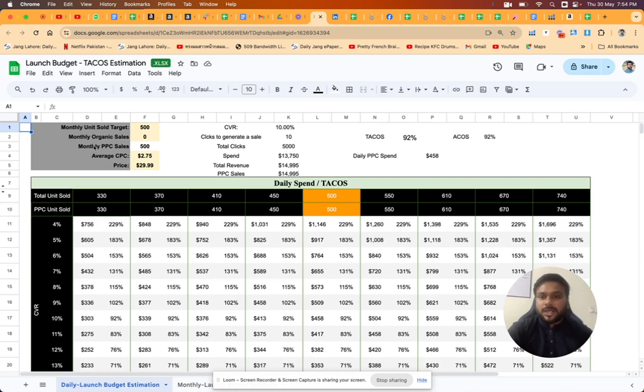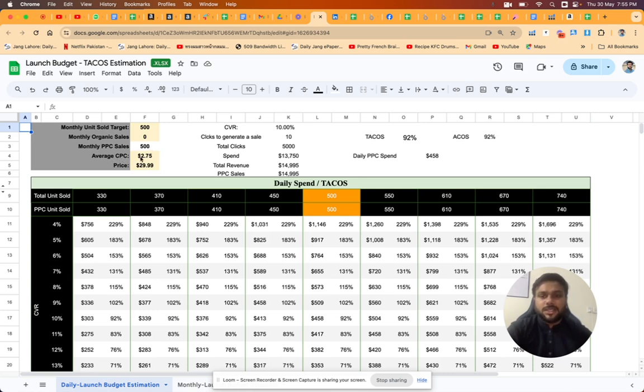If we talk about our monthly organic sales, this is our first month of launch, so we are not going to expect any organic sales, because we are not going to rank. Our rankings are not good. In the first month we are going to index, and we are just getting the orders from PPC. So our monthly PPC sales are 500 as well.